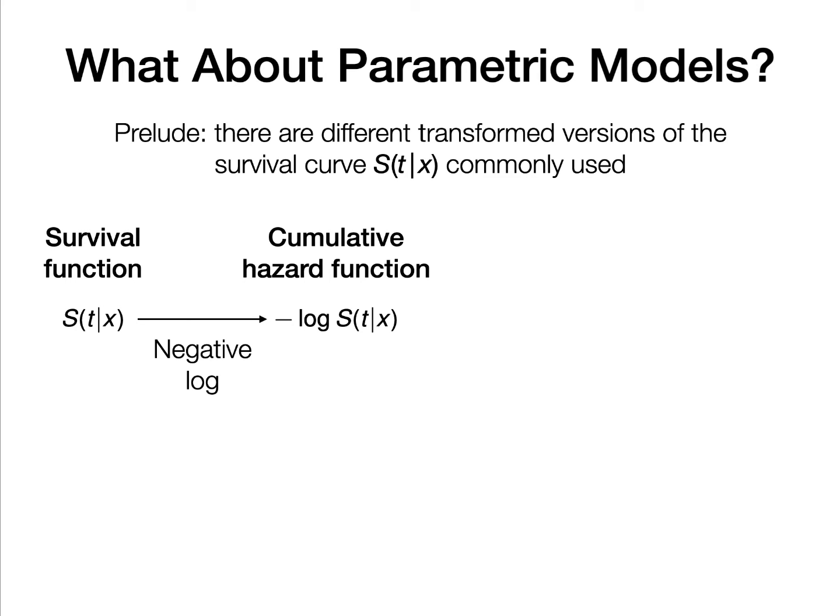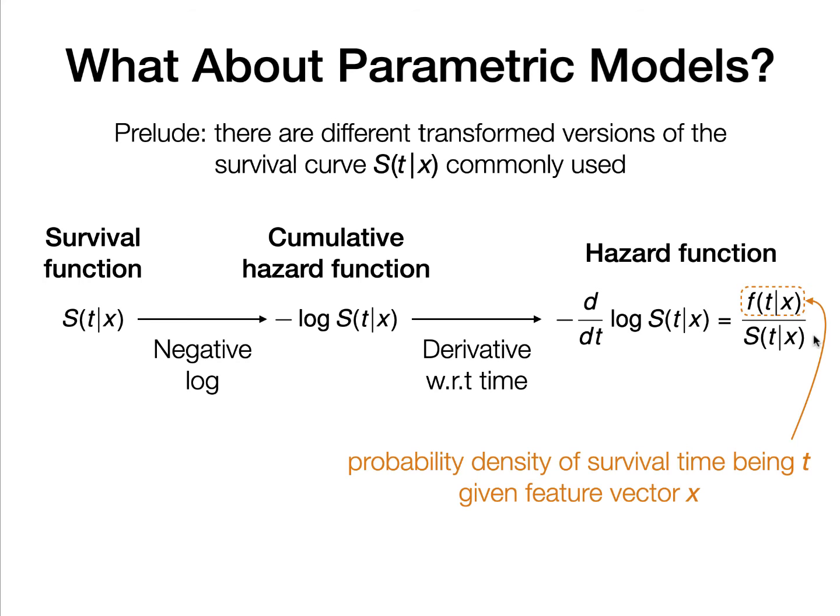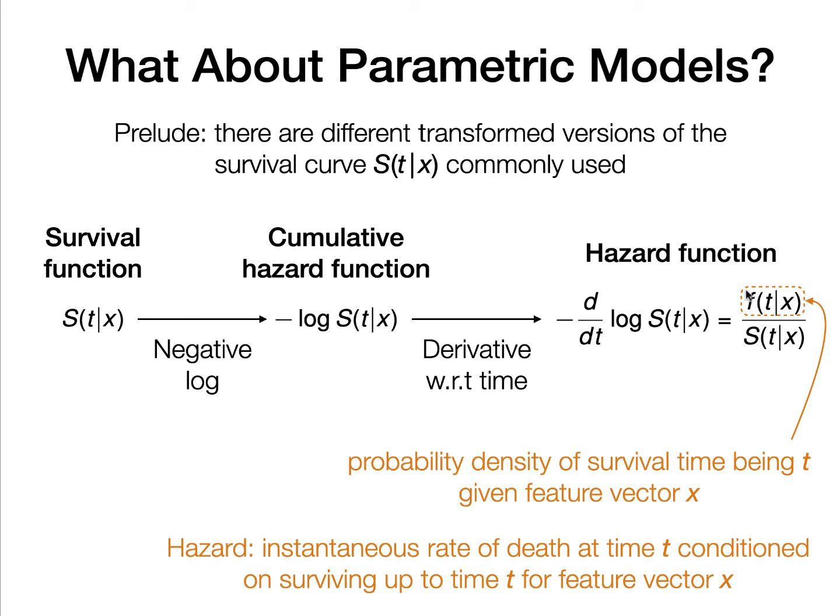Then I can take the derivative with respect to time, and when I do that, I'm going to get something called the hazard function. The hazard function turns out to be equal to, in the numerator, I have this little f of t given x. This is the probability density function of the survival time being little t given the feature vector x, okay? And you can easily interpret what's happening in this right-hand side equation. It's the instantaneous rate of death at time t conditioned on surviving up to time t, okay? All for feature vector x.